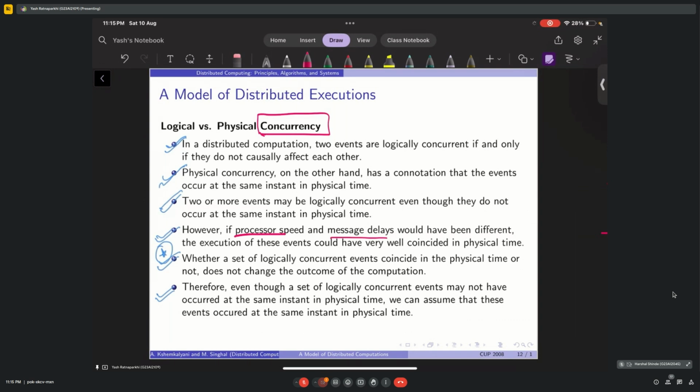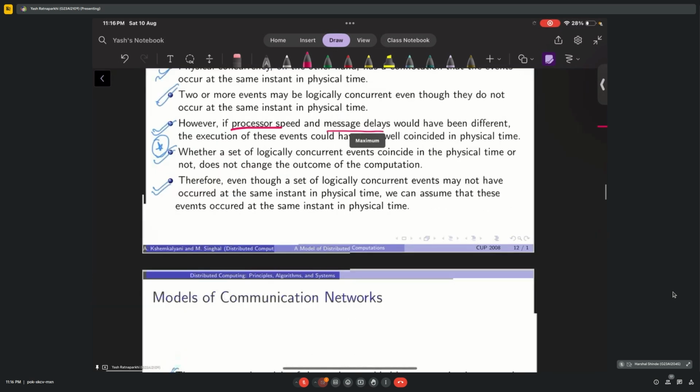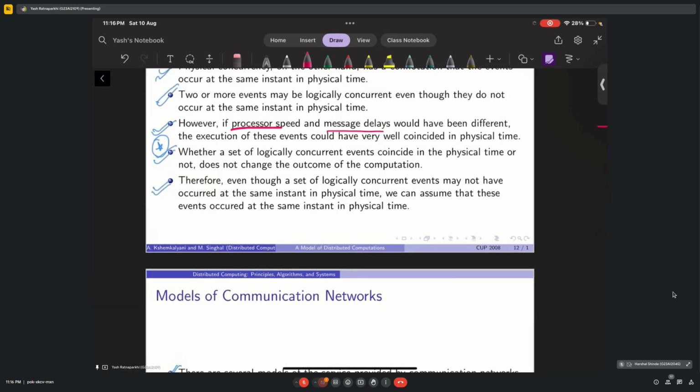So whether a set of logically concurrent events coincides in physical time or not, that does not change the output of the computation. This is the assumption that is made. We are assuming that in an ideal situation, for any set of logically concurrent events, whether they coincide in physical time or not makes no difference to the outcome of the computation. Therefore, even though a set of logically concurrent events may not have occurred at the same time, we assume that they happened at the same time.